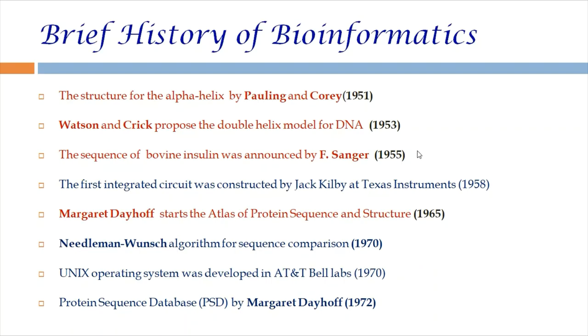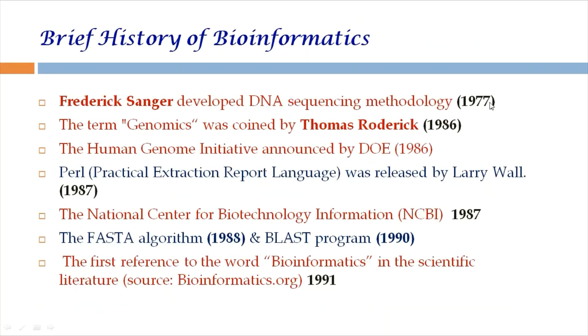And the next discovery is even more beautiful. You see, in 1970, we have the Needleman and Wunsch algorithm for sequence comparison. At that time, there were not even a few hundred sequences, just a hundred sequences or so, but there was an algorithm developed to compare those sequences. Similarly, by 1970, the Unix operating system was developed by AT&T Bell Labs. And then a protein sequence database, once again by Margaret Dayhoff, a regular full-fledged database, by 1972, right?